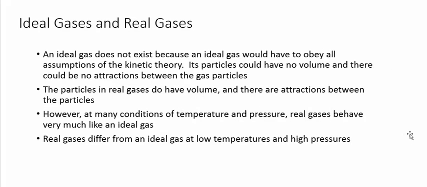We're using the ideal gas law, and an ideal gas does not exist because an ideal gas would have to obey all assumptions of kinetic theory. Real gases have volume, and there are attractions between the particles in real gases. However, at most conditions of temperature and pressure, real gases behave like an ideal gas. So here's the gist. We can use the ideal gas law, PV equals nRT, for any gas at most conditions of temperature and pressure.